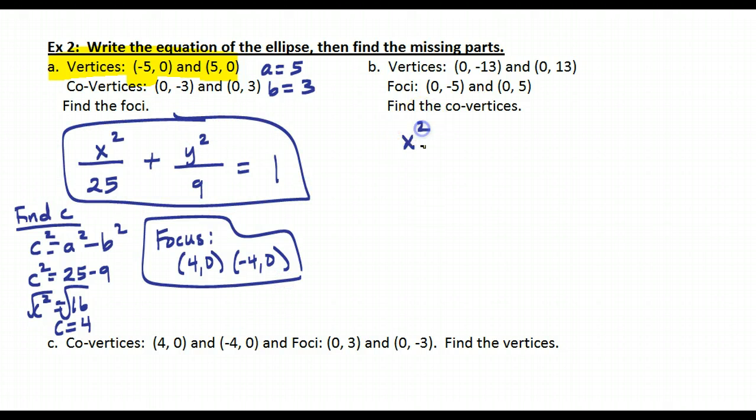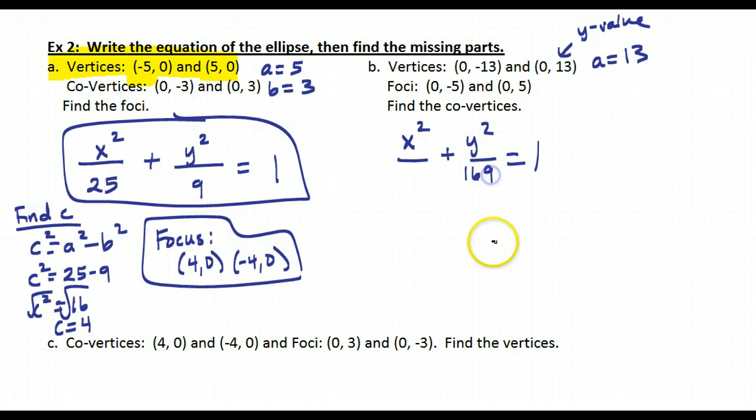And you can always think about the equation this way. So this is what it is for our graph at 0, 0. I just have to figure out what a and b are. And by the way, for this example, I know what the vertices are. They're at 13. So the a is 13, and then check it out. Right now, that is a y value. So this time it goes underneath the y. And 13 squared is 169. So there it is. Now be careful, because I don't know what b is right now. I was actually given the vertices, which gives me a, and I was given the foci, which gives me c.